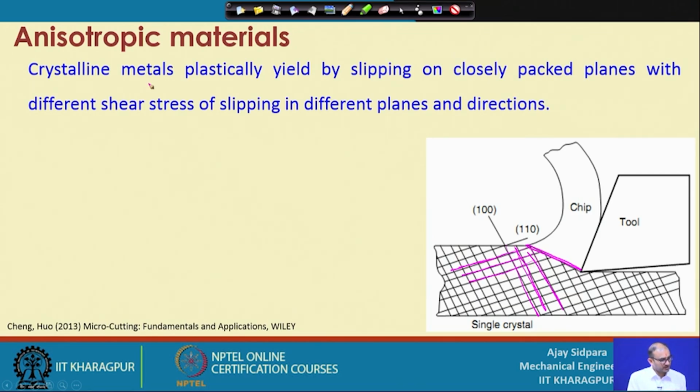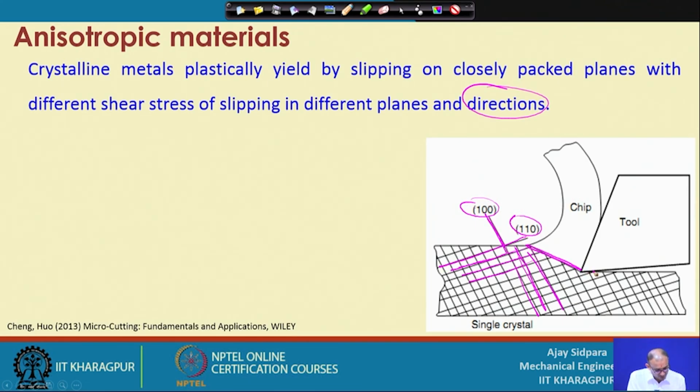Crystalline metals plastically yield by slipping on closely packed planes, with different shear stress of slipping in different planes and directions. So, we have different planes. These are the two different planes. Let us take these two different planes and different directions. Because the different planes have different orientations, this 100 plane has this direction and this 110 plane has this direction.